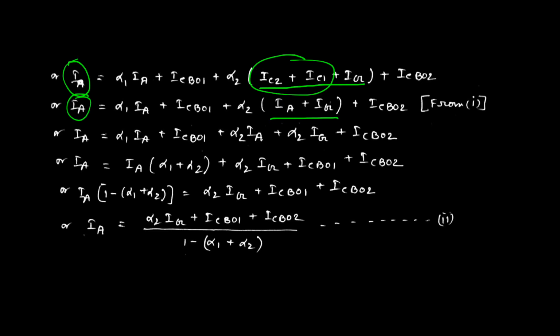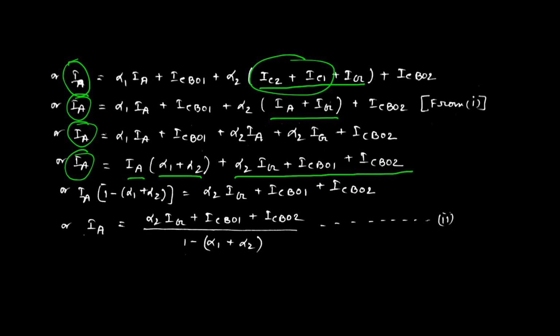So after simplification again, we can rewrite the expression: alpha 1 IA plus ICBO1 plus alpha 2 IA plus alpha 2 IG plus ICBO2. Okay, that means we have simplified this one. After getting the common part, that is IA, we can rewrite the expression as alpha 1 plus alpha 2 from the above one, and the remaining part can be replaced by alpha 2 IG plus ICBO1 plus ICBO2. That means we can change the expression from left hand side to right hand side.